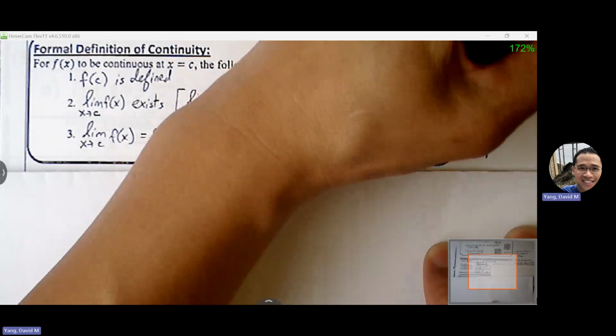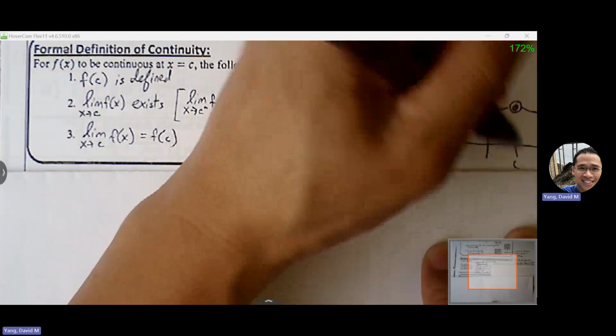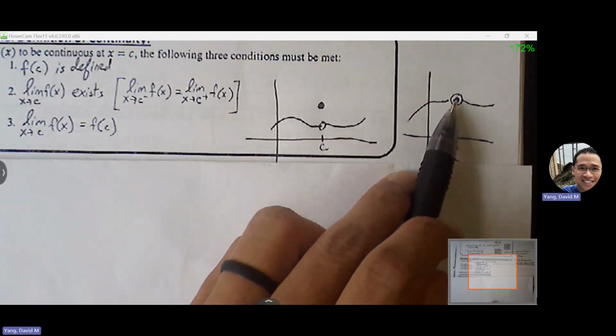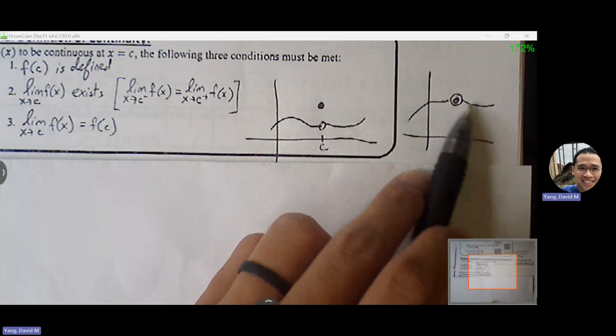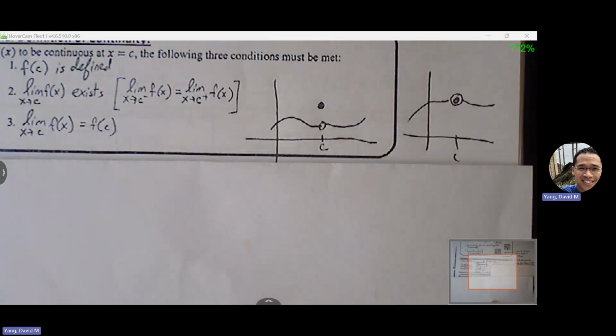But if the point is defined where the limit is, then all three conditions would pass. I put a hole there, but that hole is getting filled in by the point, so everything is connected. The point is there, the graph is moving towards the same y value, and the graph is going to be nice and continuous through that point.